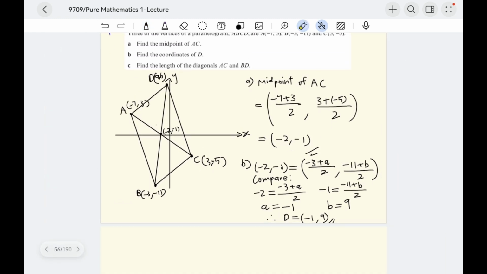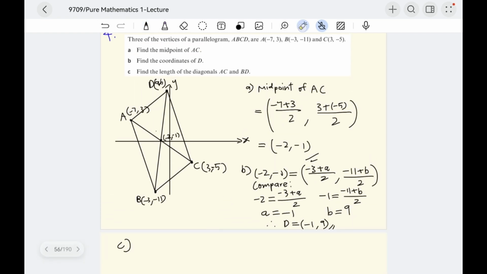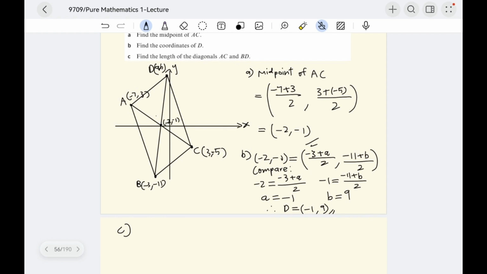Okay, let's move on to the final part of this question 4, part C. Part C asks you to find the length of the diagonals AC and BD. So how do you find the distance between two coordinates? You just need to use the distance formula that is derived from the Pythagoras theorem. So let's obtain the coordinates of A and C first in order to find the distance of AC.